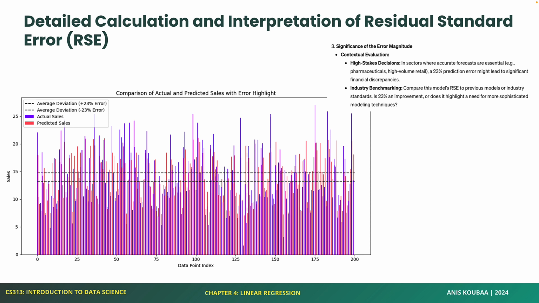So the significance here: in sectors where accurate forecasts are essential, a 23% prediction error might be a significant financial discrepancy. Now it depends on your context. And comparing this RSE to a previous model or industry standards, 23%, we need to compare this value to the standard, whether it's acceptable or not acceptable.